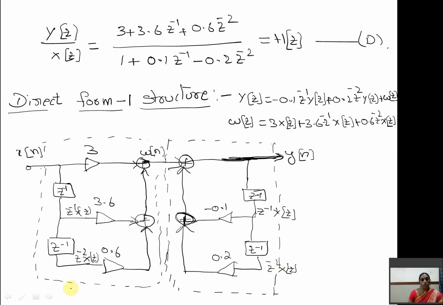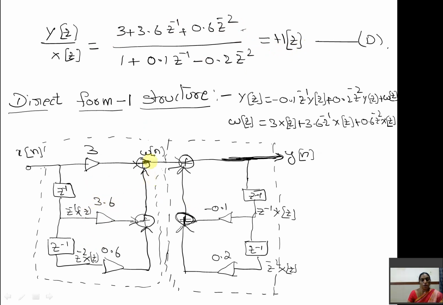This one is completely relevant to the numerator of H of z, and this one is completely relevant to the denominator. So if you consider H of z, by observing this equation we can easily draw this, direct form 1.